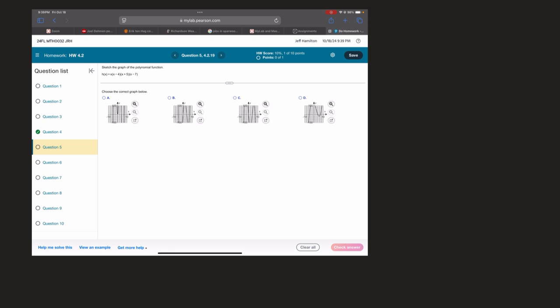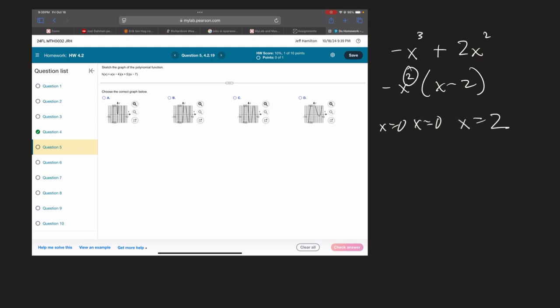Okay. Shoot, I wanted to go back to that question. So it was minus x cubed plus 2x squared. That's what it was. And I had factored out a minus x squared and left with x minus 2. So I came up with x equals 0 twice because that's squared, and x is equal to 2. So I graphed that, but then I had to come up with 2 other points. So I have 1 point that's at 0, 1 point that's 2 on the x-axis, and I needed to come up with 2 other points.